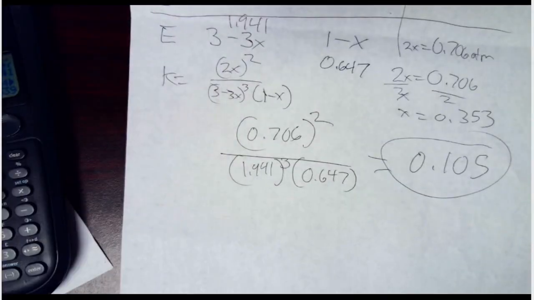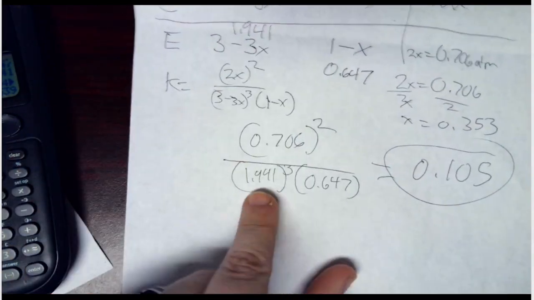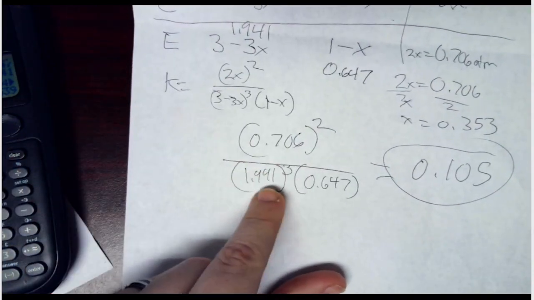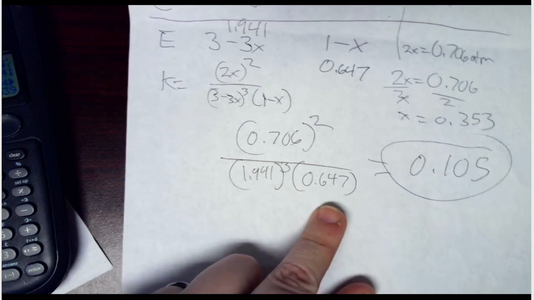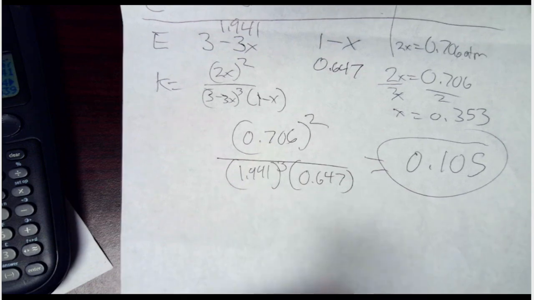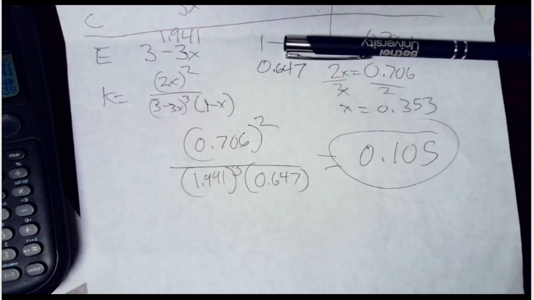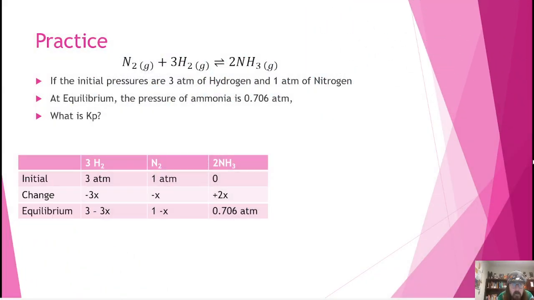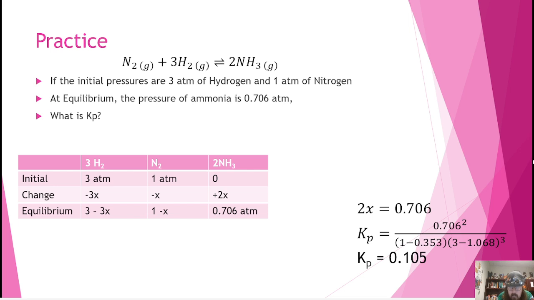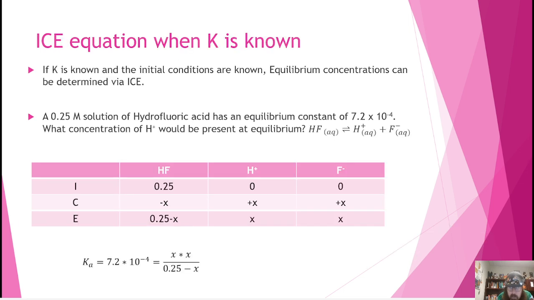So just by mixing in 3 atmospheres and 1 atmosphere, a lot of the hydrogen, well, 1 atmosphere of hydrogen's gone away, 0.3 atmospheres of that's gone away, and we produced about 0.7 atmospheres of that. So, pretty straightforward. You just have to plug that in.